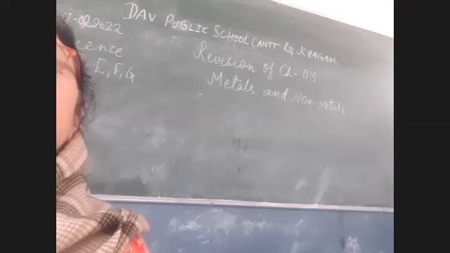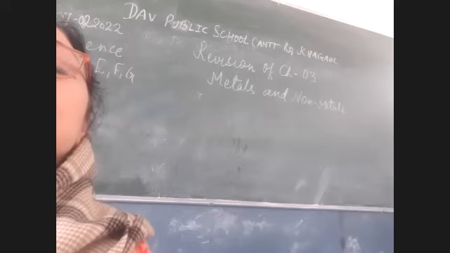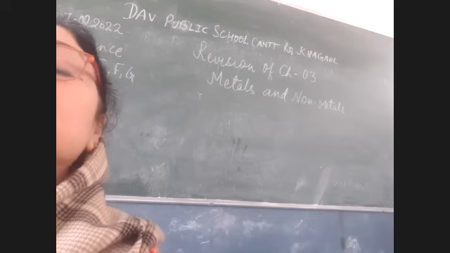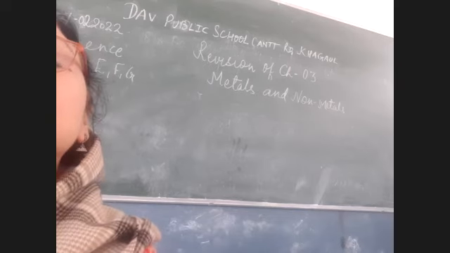Aryan Raj. Yes, ma'am. What are metalloids? Give some examples. Yes, ma'am. Some elements which show some properties of metals as well as non-metals, such elements are called metalloids. Examples are silicon, arsenic, germanium.